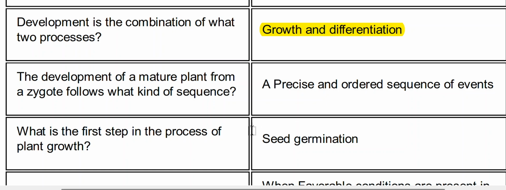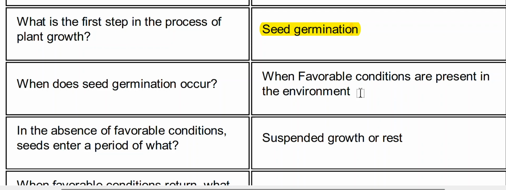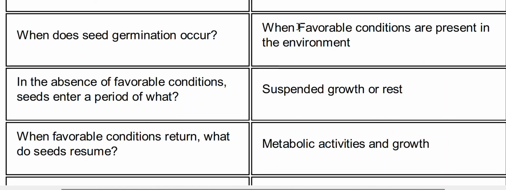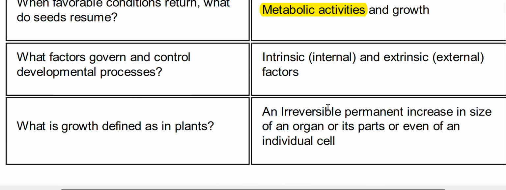Seed germination is the first step in plant growth. After the zygote forms from the microspore, megaspore, and pollen, the zygote gets converted into a seed. If it is in a favorable condition, the seed germinates. If it is not in a favorable condition, it will undergo suspended growth or rest. If it is growing, which means a favorable condition, you can find metabolic activity.